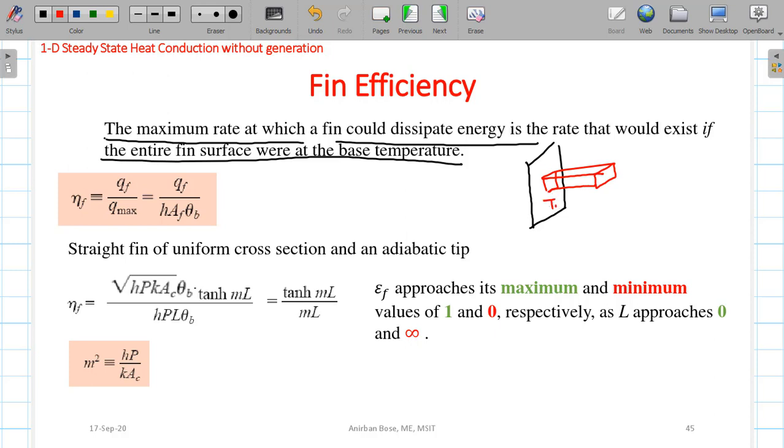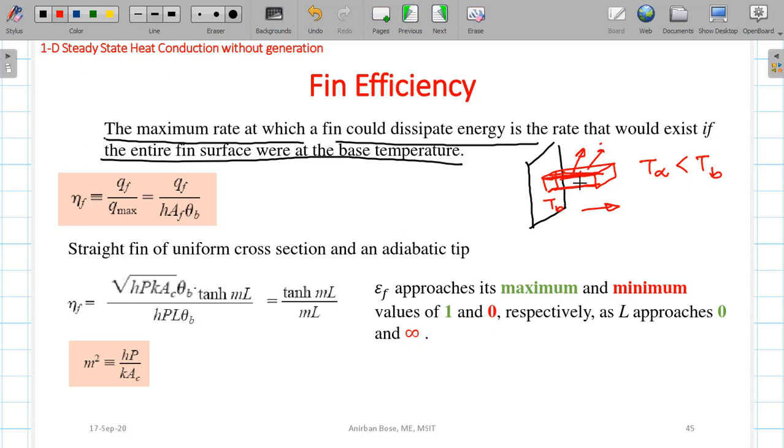Now if the base temperature is TB, what we actually observe is that the temperature gradually decreases as you go along the direction of the fin. If T infinity, the outside air or fluid temperature, is less than TB, and we assume hypothetically that the temperature does not decrease and everywhere throughout the length it is the same, TB, then through convection the rate of heat transfer will definitely be maximum, because the temperature difference driving the heat transfer will be maximum.